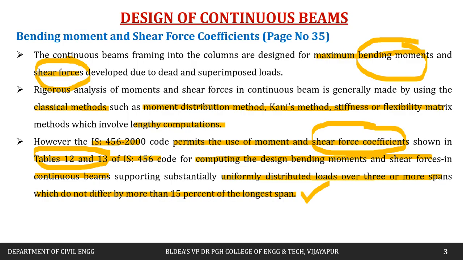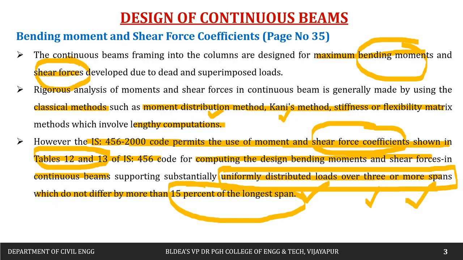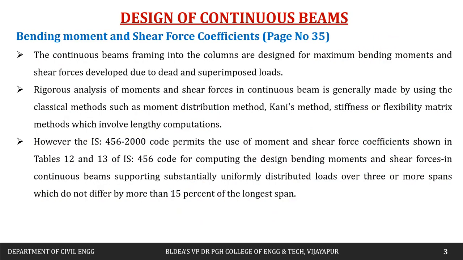Now when will this be applied? This will be applied when the beam is subjected to a uniformly distributed load, and has three or more spans, and the spans do not vary by more than 15% of the longest span. If this is the case, then we can apply the moment and shear coefficients. If it is not fitting this criteria, then what we have to do is follow any of the classical methods, and calculate the maximum bending moment and shear force. Based on that we are going to provide the reinforcement.